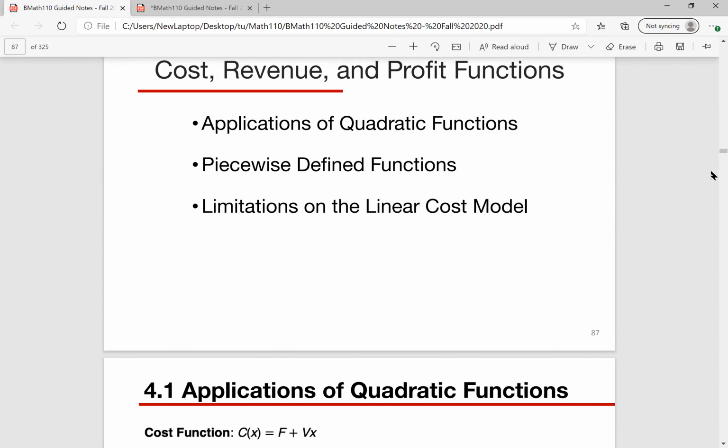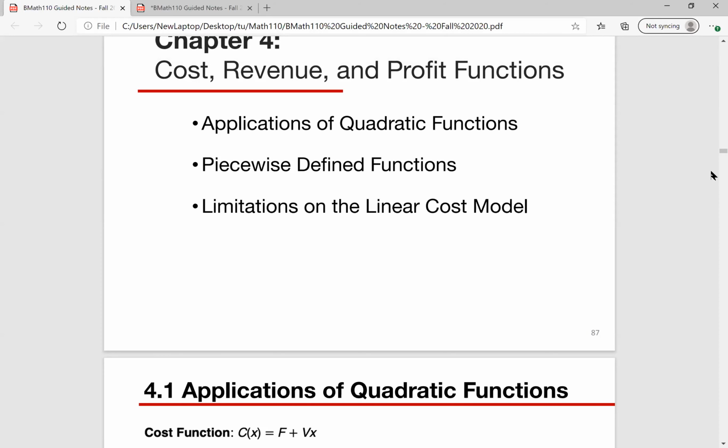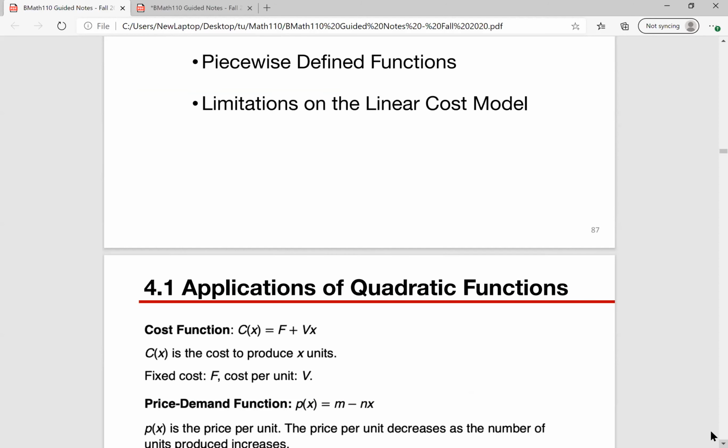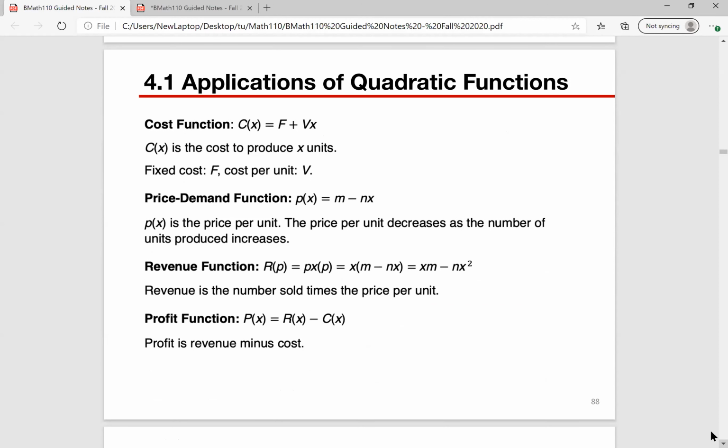Chapter 4, we're gonna talk about cost, revenue, and profit function. Today we're gonna talk about application of quadratic function, and then piecewise defined functions. Okay, so let's move down. Section 4.1, application of quadratic function. In here, we're gonna talk about cost function.